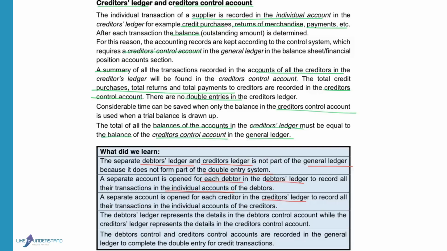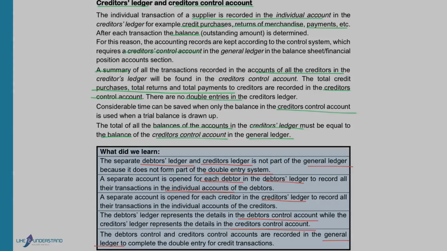The debtors ledger represents all the details that will go into the debtors control account, while the creditors ledger represents all the entries that will go in the creditors control account. The debtors control account and the creditors control account are recorded in the general ledger to complete a double entry for the credit transactions.